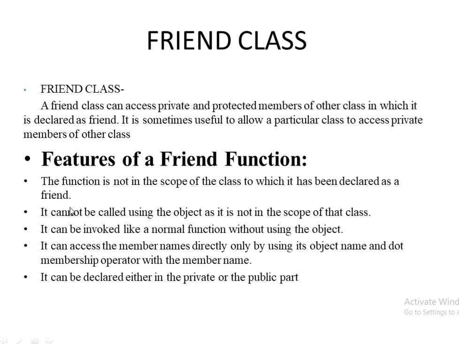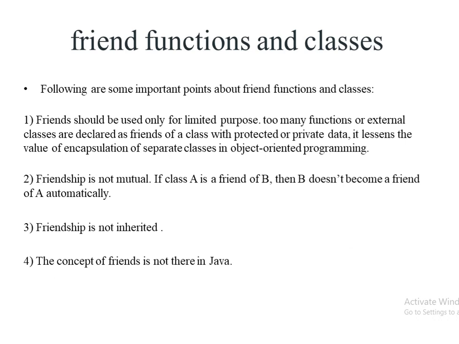Features of a friend function: First, the function is not in the scope of the class to which it has been declared as a friend. Second, it cannot be called using the object as it is not in the scope of that class. Third, it is invoked like a normal function without using the object. Fourth, it can access members directly using the object and the dot operator. Last, it can be declared either in the private or the public part.